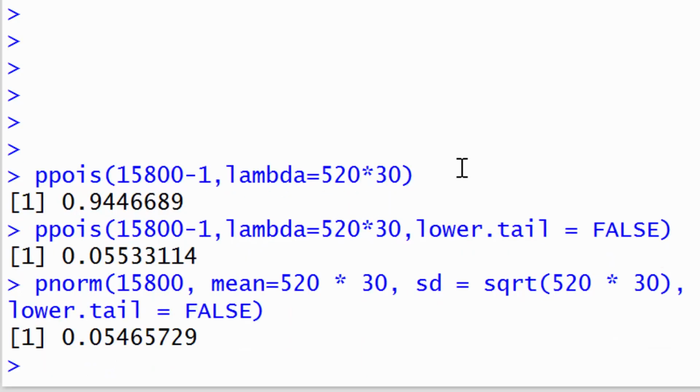Okay, and it gets pretty good actually. Up to 3 decimal places, it's 0.055 for both the Poisson and normal approximation. So in most cases, if anyone had counts as high as 16,000, you wouldn't bother doing the Poisson. You would just use the normal approximation. That would be the most common thing to do in that scenario.